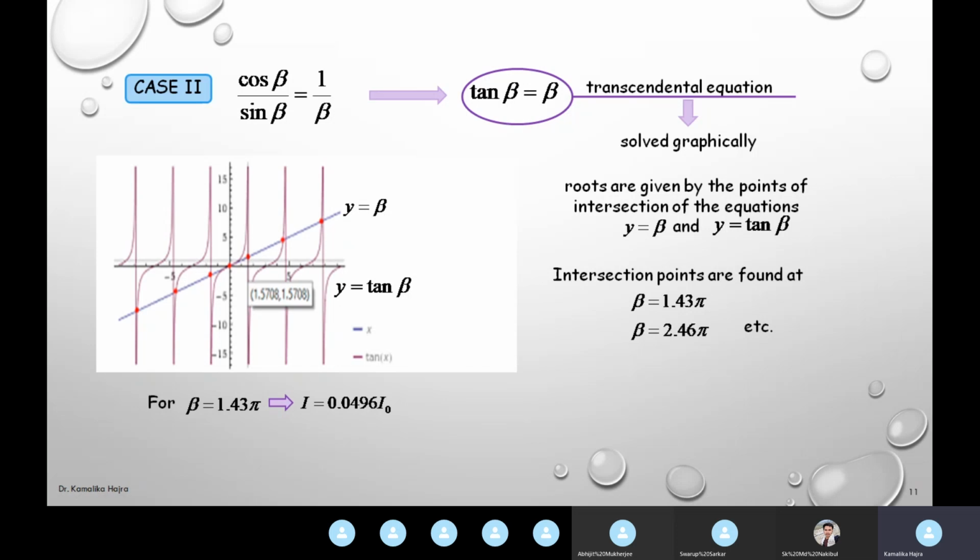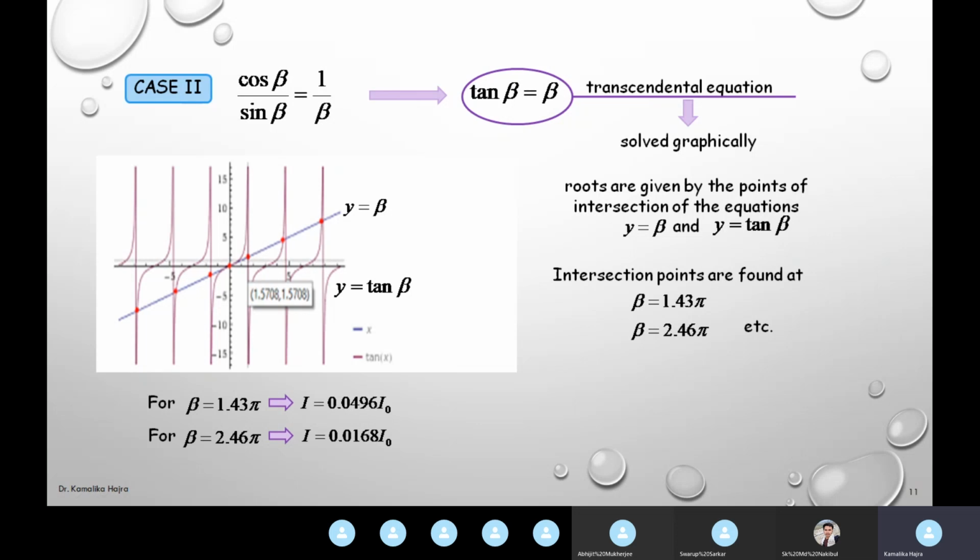Can you understand? Next, for the second root, 2.46 pi, if you put it in the expression of I equal to I0 sine beta by beta, you get I equal to 0.0168 I0. So intensity at this angle of diffraction is only about 1.68% of the incident intensity, not even 2%.